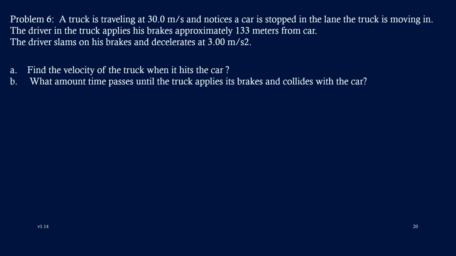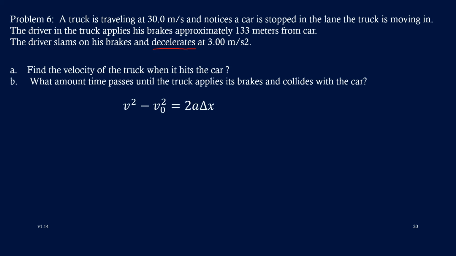The driver slams on his brakes and decelerates. It tells us that he decelerates at 3 meters per second squared. Even though it does not have a negative sign in here, it doesn't mean that you won't have to put one in. Since we are assuming the truck is going in the right direction, the positive side, this 3 is actually a negative 3. And we know that because it decelerates. So it wants us to find the velocity of the truck when it hits the car.